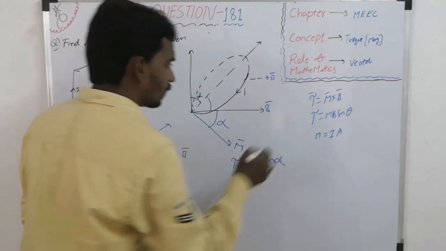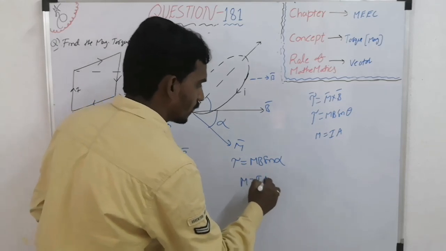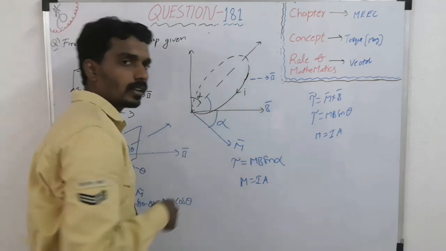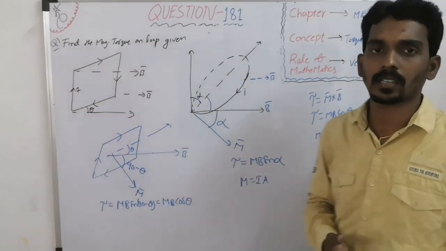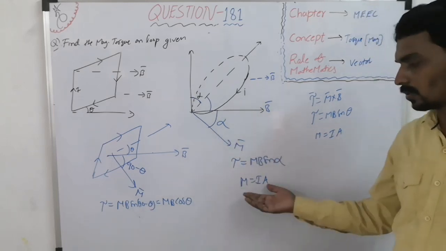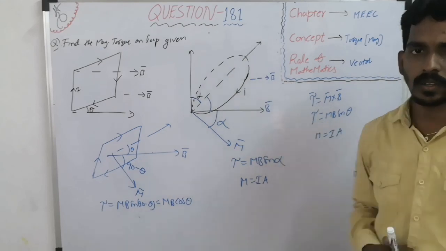mB sin alpha, where m equals again current into area. So they will give current, they will give area. For a circular loop, what is the area? Pi r square. If they give radius, current, alpha, everything as numerical values, then you will get the numerical value of the torque acting on the loop.